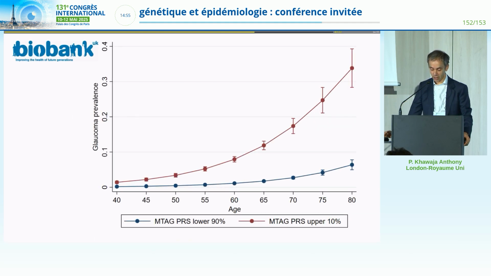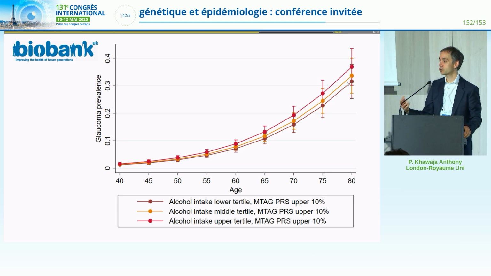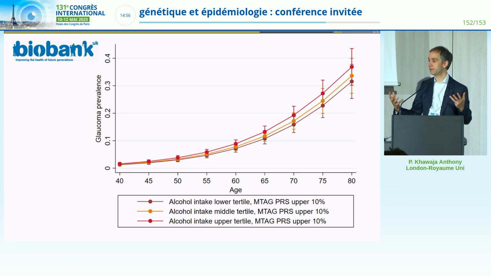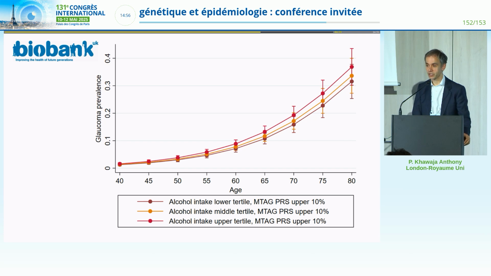So this is in UK Biobank. This is the bottom 90% of genetic risk. This is the top 10% of genetic risk. If you're told you're on this red line, as you get older, wow, it's looking a bit scary for developing glaucoma. And this is separating out that line into alcohol intake, the top third, middle third, and bottom third. And it's making a bit of a difference, not a huge difference. But maybe in the future, if we mix together multiple behaviours, we can find a set of behaviours that can reduce your genetic risk.